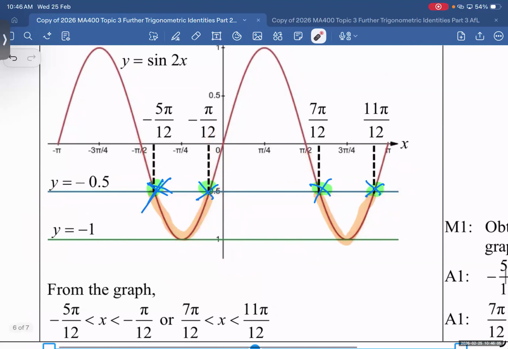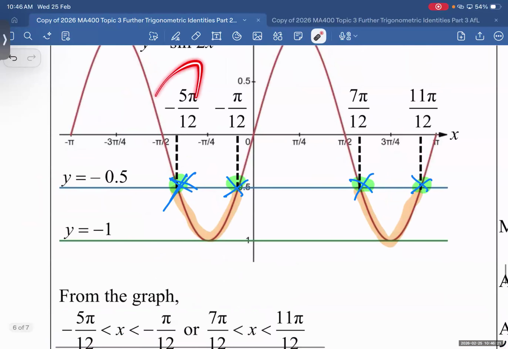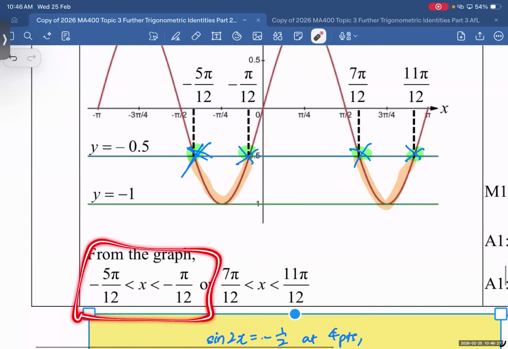Negative 1, yes, you're going to get a middle, but it's not part of the answer. Because if I look at this range, I only need these 2 points for the answer. I don't really need negative 1. Why? Look at this one. If this is negative 5 pi, this is negative pi, what's your answer going to be? Your answer is just going to be this one.